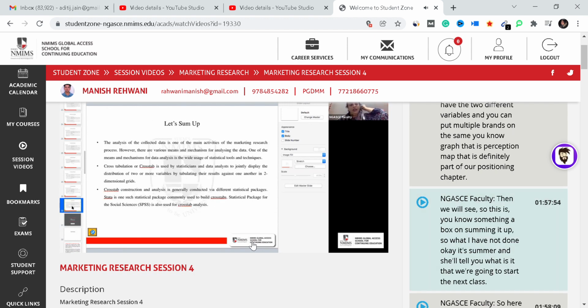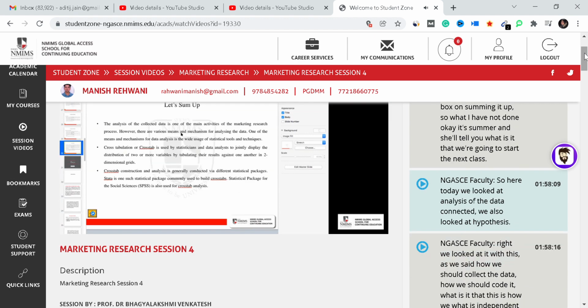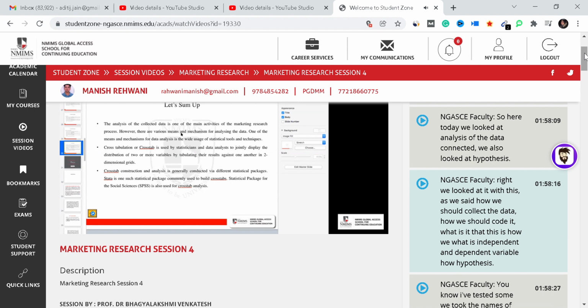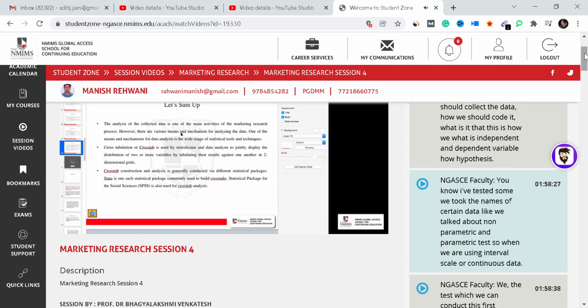So, summing it up. Let's tell you what we are going to start in the next class. Today we looked at analysis of the data collected. We also looked at hypothesis. We said how we should collect the data, how we should code it, what is hypothesis, what is independent and dependent variable, how hypotheses are tested. We talked about non-parametric and parametric tests.